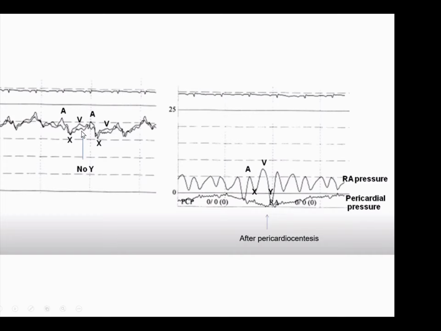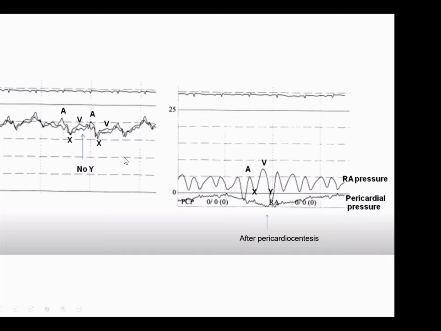Explaining this trace again, here is the absent Y descent, and once the pericardiocentesis was done, look at these traces. The waveforms are blunted. You cannot see any Y descent here, and here you can clearly see the Y descent.